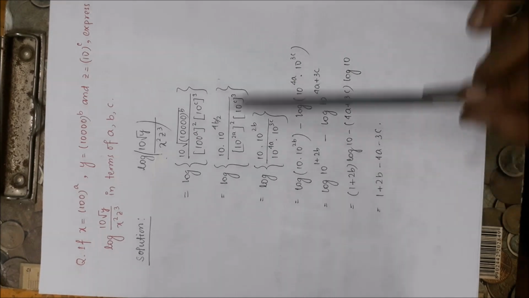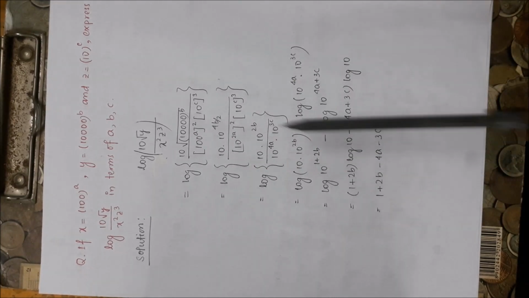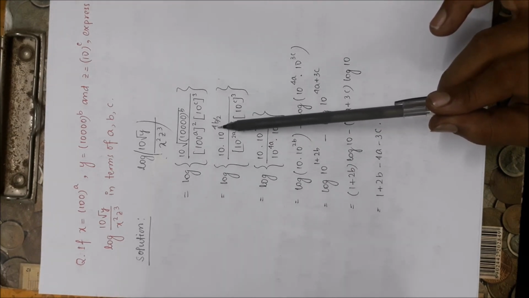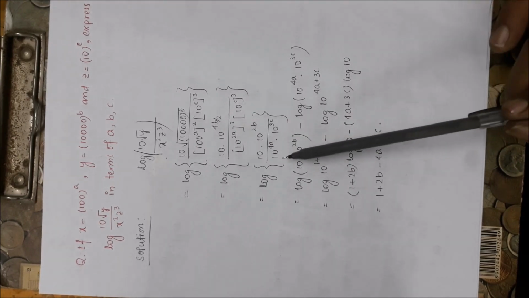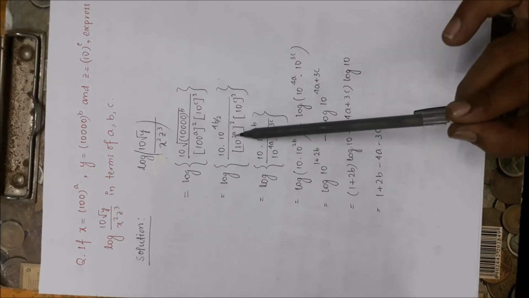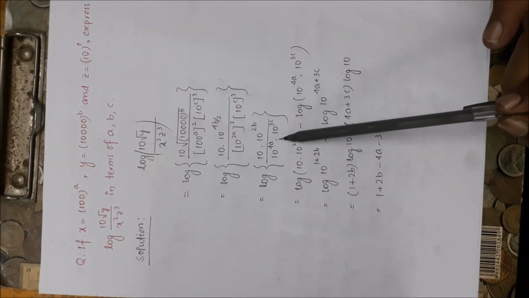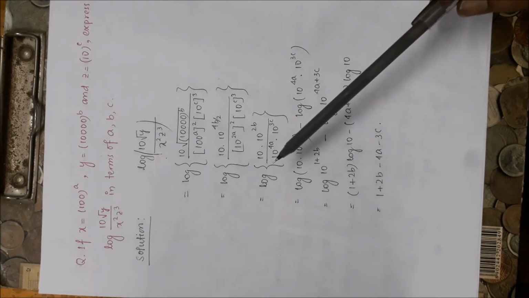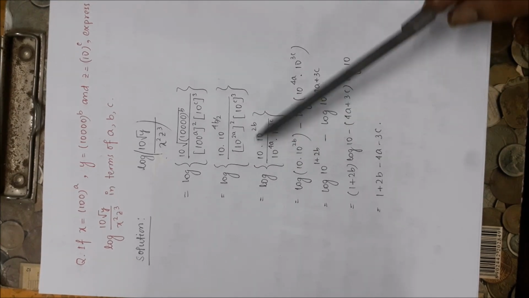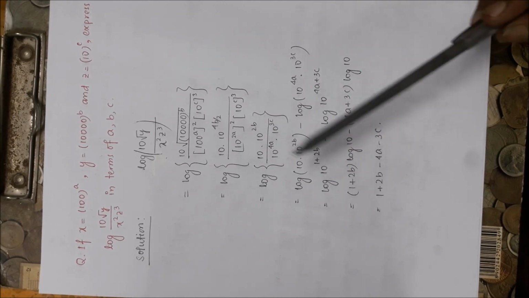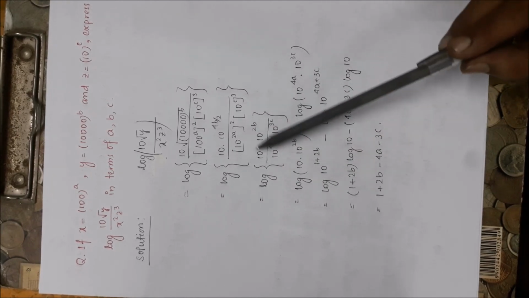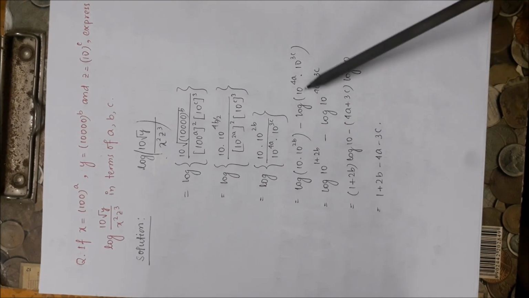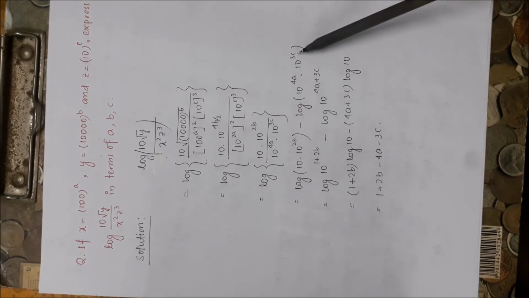Now if you simplify this step, we will get 10 raised to 2b by 10 raised to 4a, that is 2a into 2, 4a, into 10 raised to c into 3, 3c. Now we are using the log properties. Log m by n equals log m, that is the entire term, minus log n, that is 10 raised to 4a into 10 raised to 3c.